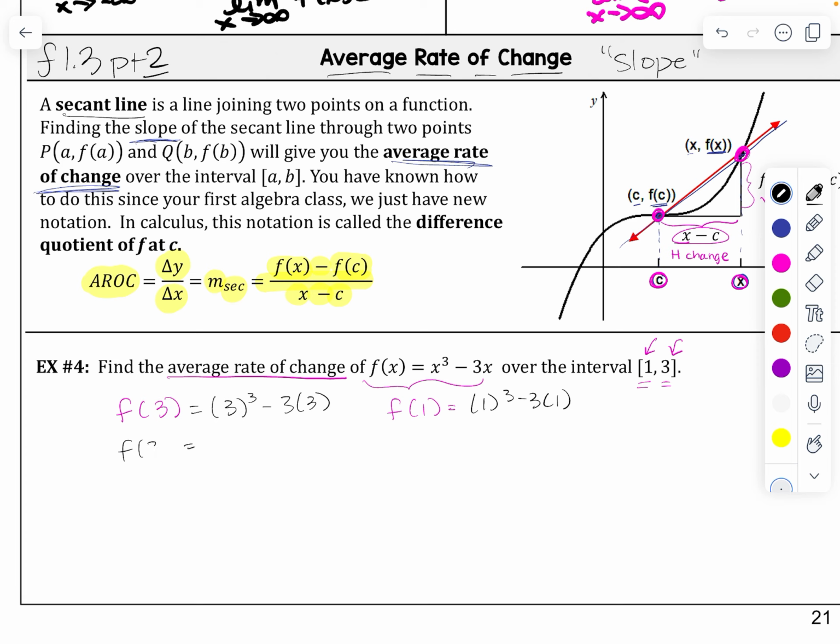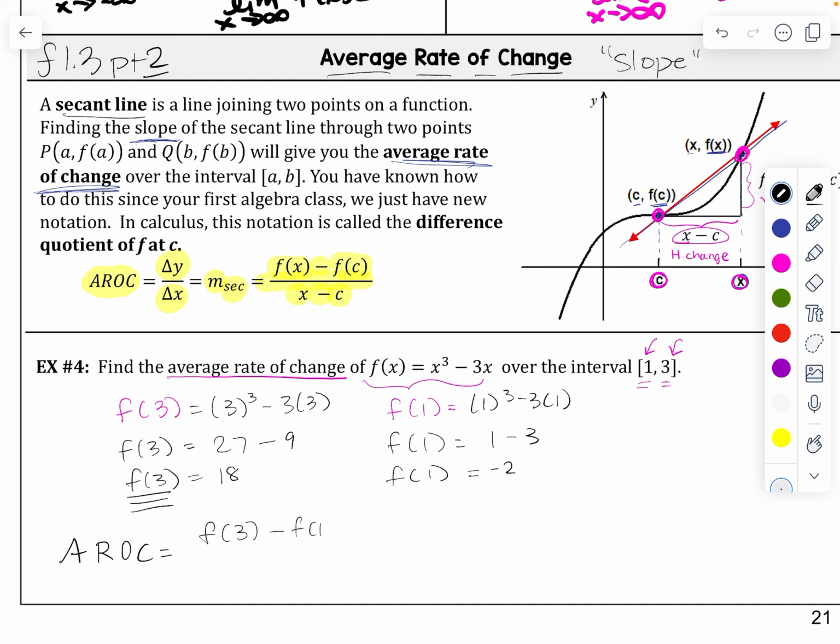So f of 3 equals 3 cubed, which is 27. 3 times 3 is 9, so this becomes 18. And f of 1, we're going to say is 1 minus 3, which is negative 2. So once we know those two values on our function, now we can find the average rate of change.